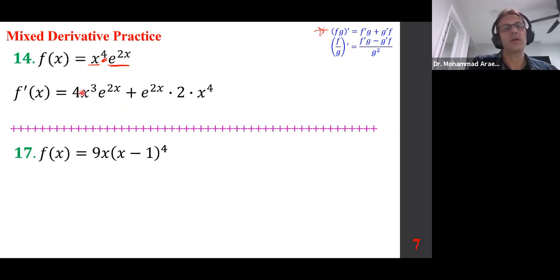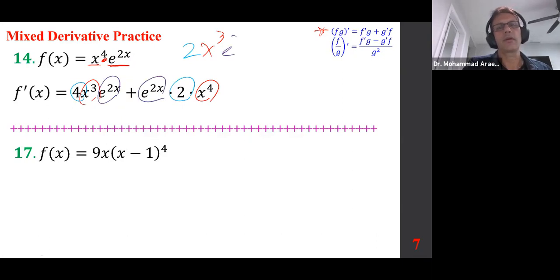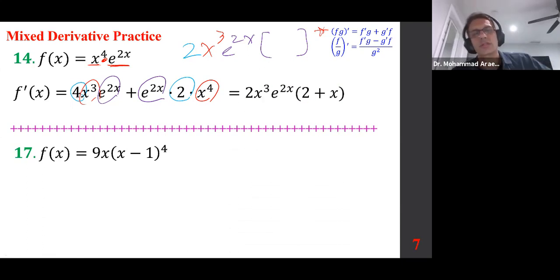What's in common? I see number 4, I see number 2, so 2 is in common. I see x cubed, I see x to the power of 4. So let me just write that for you. Between 4 and 2, we choose 2. X cubed, x to the power of 4, we choose the smaller exponent. And of course, e to the power of 2x, and just whatever is left, you put it in there, which is 2 plus x. I hope you see that, everybody. Okay, 2 plus x.